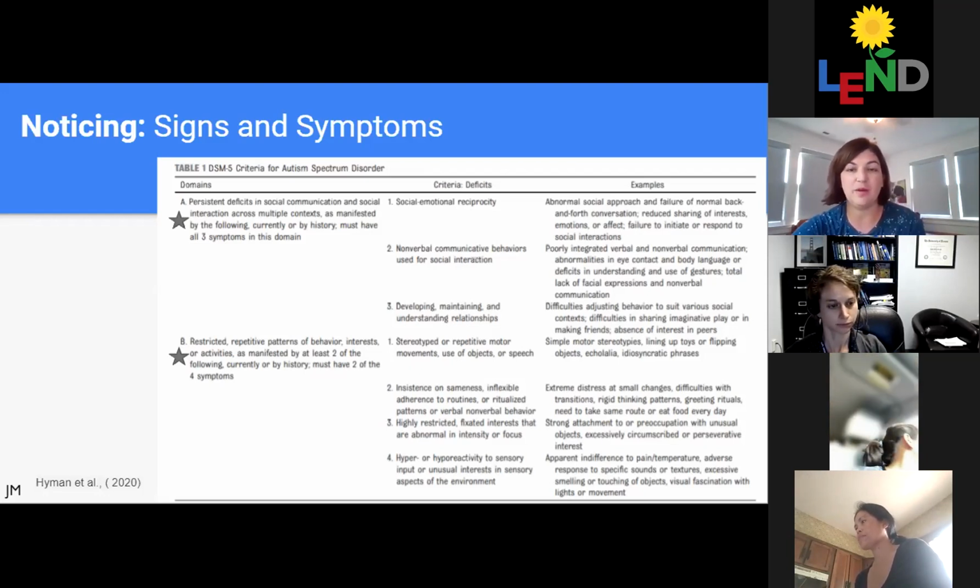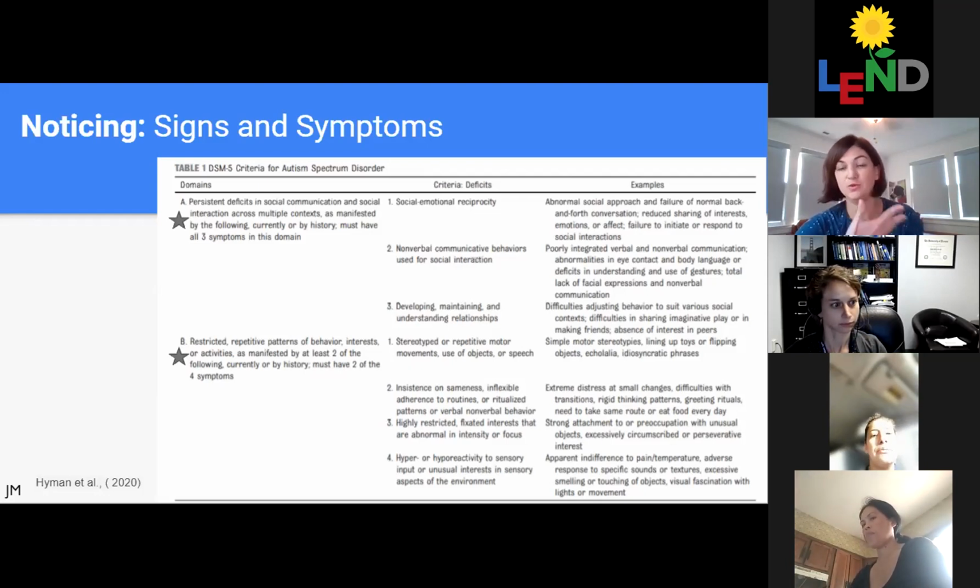So let's talk about what this might look like in, let's say, a classroom or in your house, and where you can get reliable information on what signs and symptoms to look for.